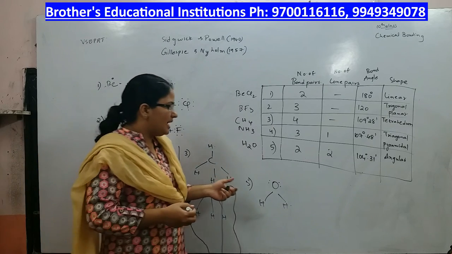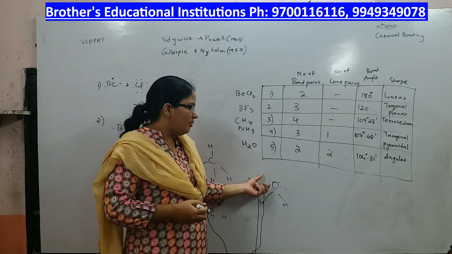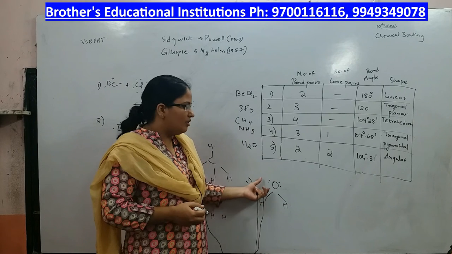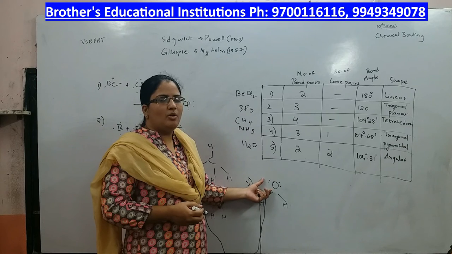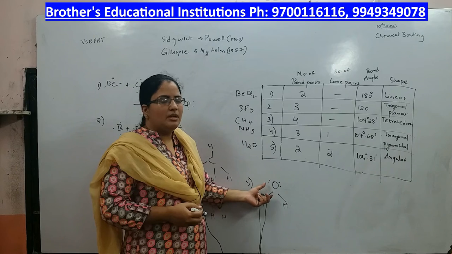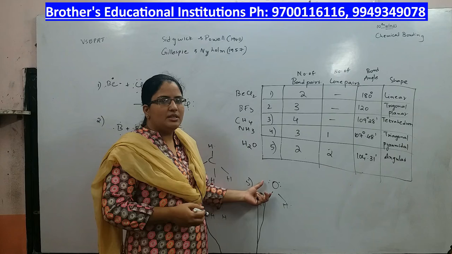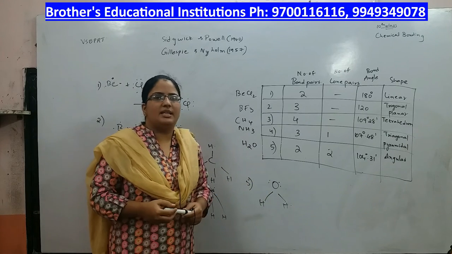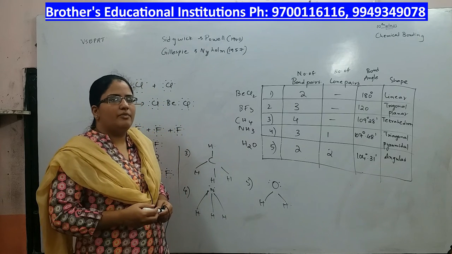that VSEPR theory considers lone pairs and bond pairs as charged clouds, and these lone pairs and bond pairs repel each other. Because of the repulsion between lone pairs and bond pairs, or between bond pairs and bond pairs, that is, the repulsion between the electrons present in the charged clouds, molecules get certain shapes. Okay, that is the first point.